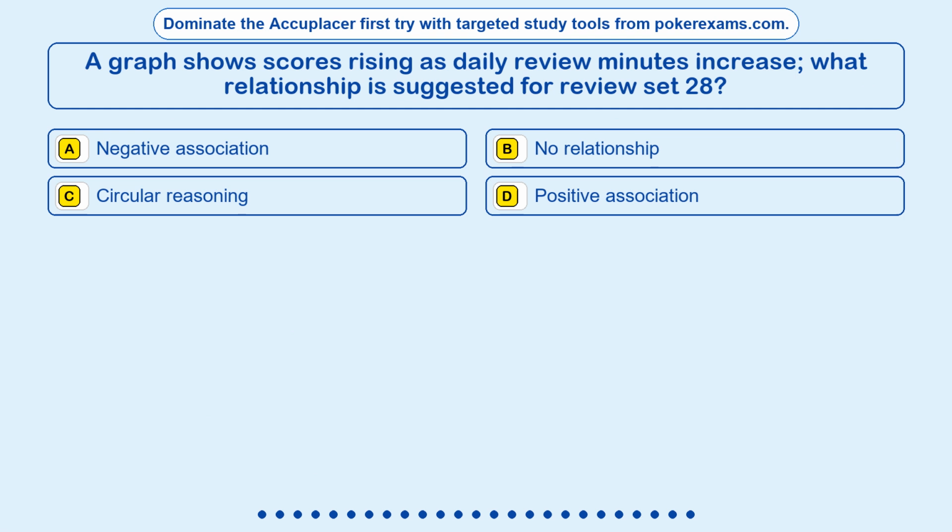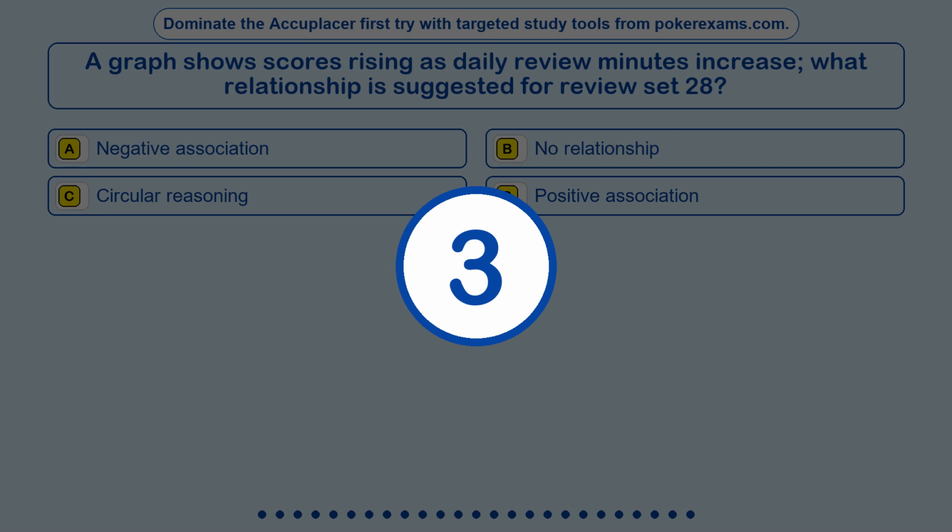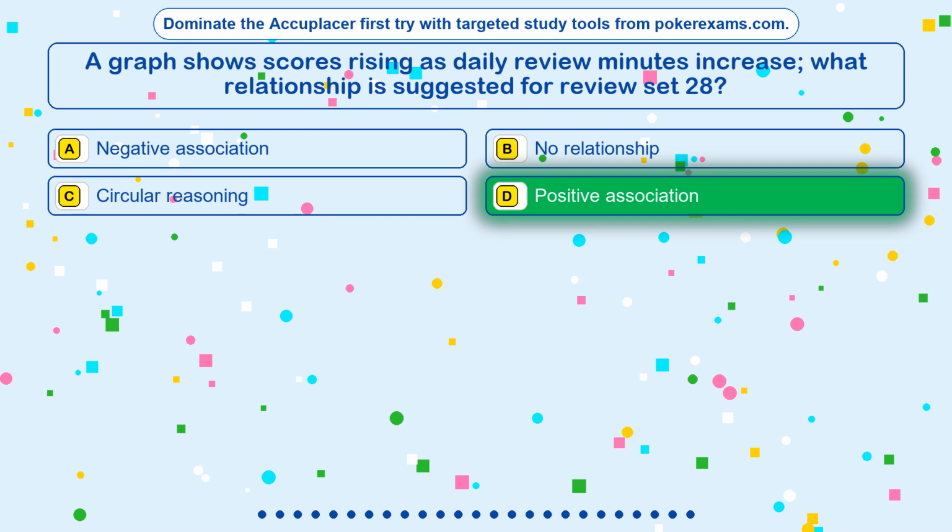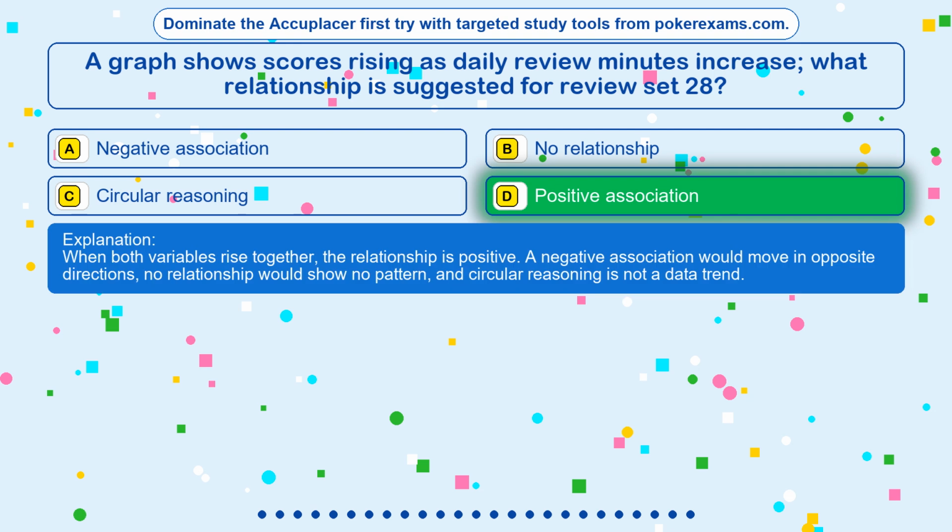Question 25. A graph shows scores rising as daily review minutes increase. What relationship is suggested for review set 28? Option A, negative association. Option B, no relationship. Option C, circular reasoning. Option D, positive association. The correct answer is option D, positive association. When both variables rise together, the relationship is positive. A negative association would move in opposite directions, no relationship would show no pattern, and circular reasoning is not a data trend.